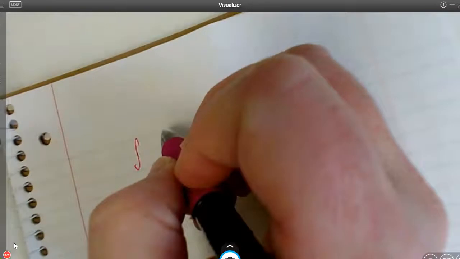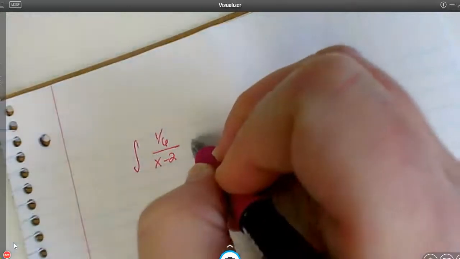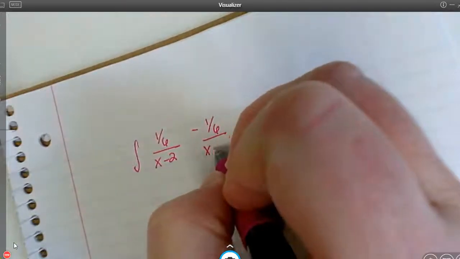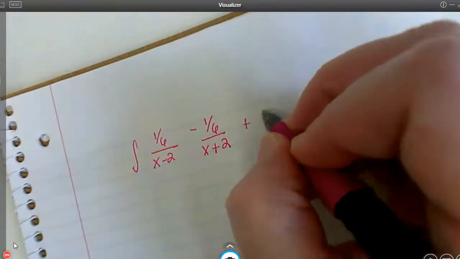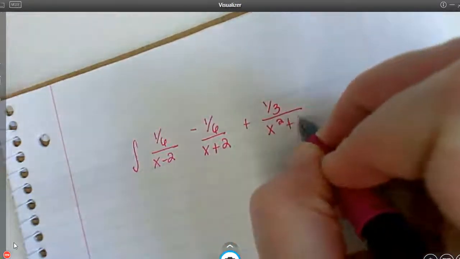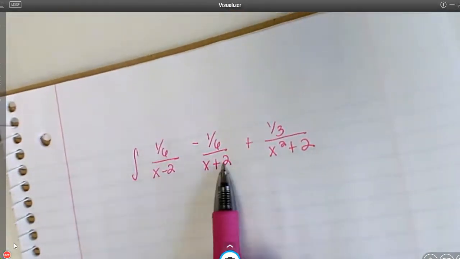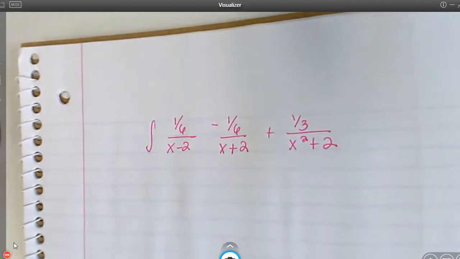Very quickly, just to tell you what happens after that, because we figured out what A, B, C, and D are, that means that we're finding the integral of, okay, A was 1/6, so 1/6 over x minus 2. B was negative 1/6, so negative 1/6 over x plus 2. C was 0, so then we had 1/3 over x squared plus 2. And then the final answer is the antiderivative of that. These two will both be natural logs. And then this one comes out to be an arctan. Because of time, we'll stop right there.